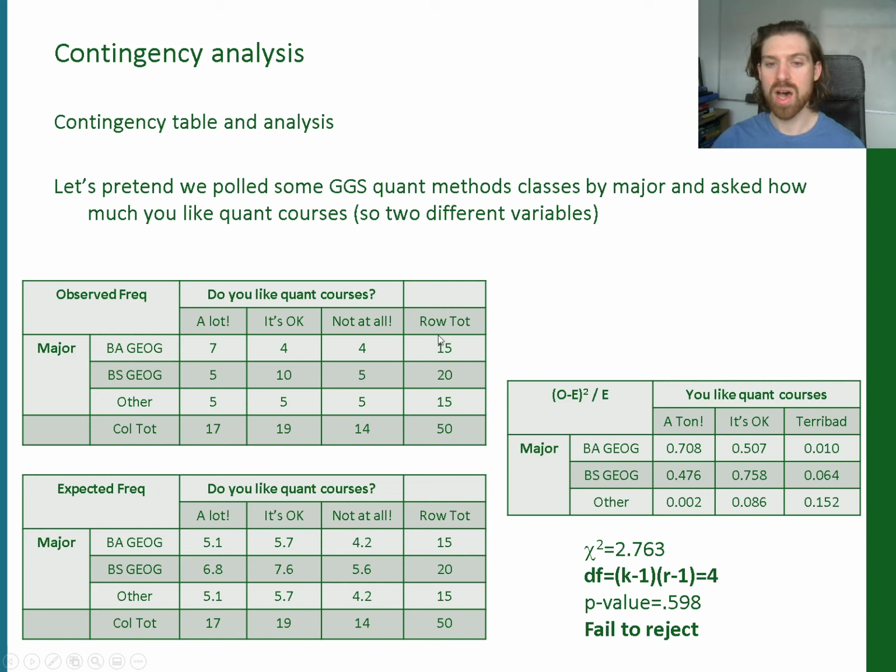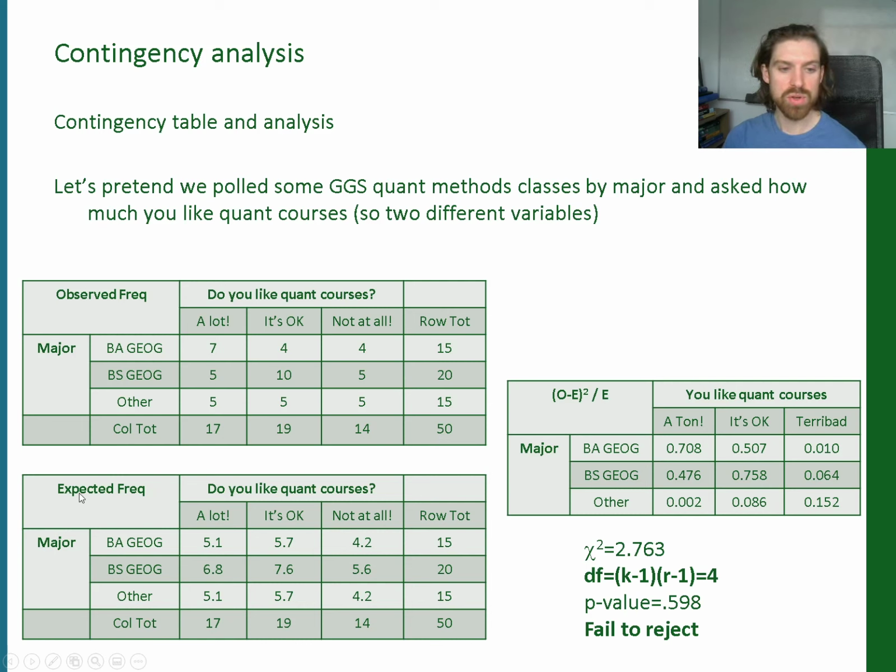And then what we have are the row totals. So this 15 here is the summation of 7 plus 4 equals 11, 11 plus 4 equals 15. So that's how we got this row total. And then how we also get the column total, which is at the bottom here. So you see this 17 is the 7 plus 5, which is 12, 12 plus 5 equals 17. So that's how we get the column totals here. And this is going to be important for how we calculate the chi-squared statistic.